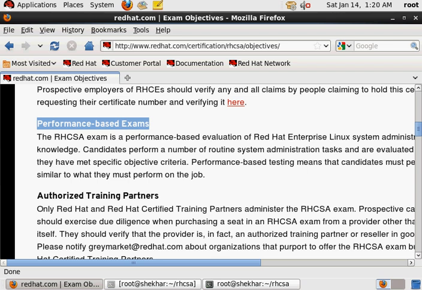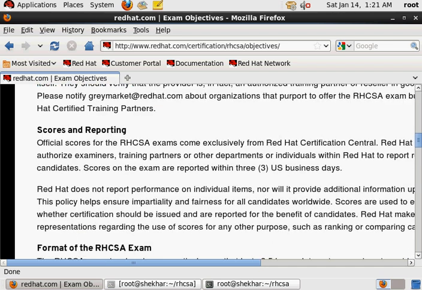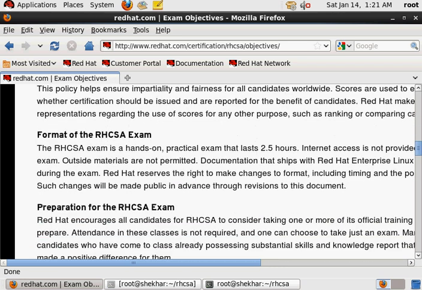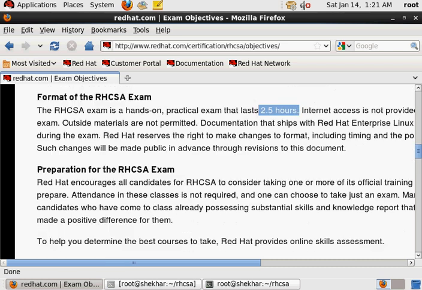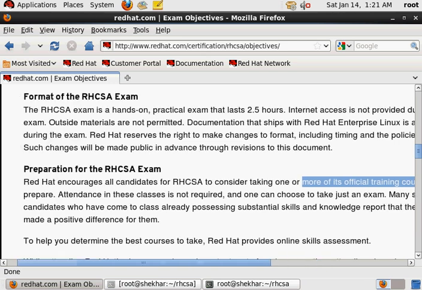What they mean by the performance-based exam is, you can see that only authorized training partners can take the exam, as we have already seen. The scores and reporting, that is also something that they have mentioned here. They have mentioned that it will take 3 US business days, but as I said, in our experience, it usually takes 1 business day. The format of the exam that we have already seen is 2.5 hours. And for preparation, they always recommend that you go through some kind of official training.